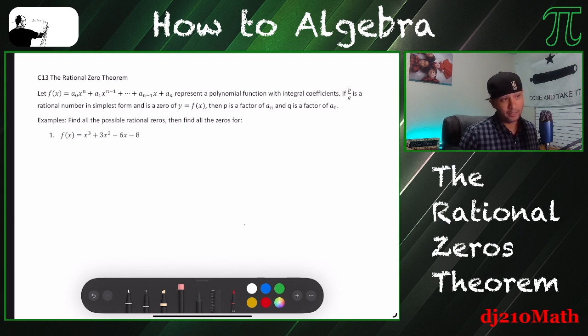But in the previous videos, we've been given a factor. Now, the question becomes, well, what if I'm not given a factor? Like here, all I'm given is a polynomial, and I want to find the factors. I want to find the zeros from scratch, basically.